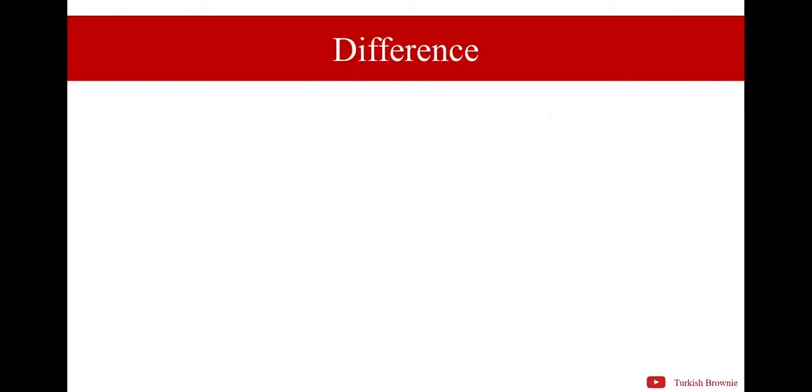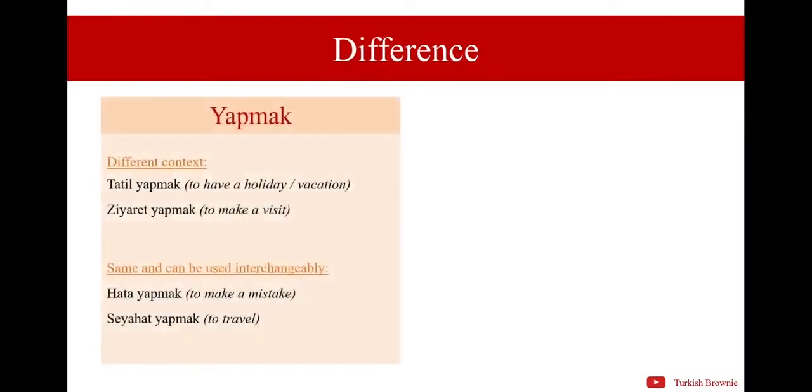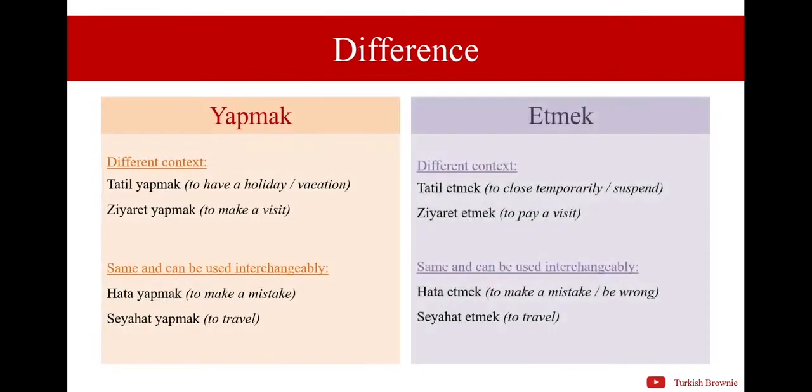Okay, so I've also added this slide here where I explain how the words yapmak and etmek are different, how they are used in different contexts, and some of the times how they can actually be used interchangeably as well. So looking at this example, tatil yapmak means to have a holiday or a vacation, whereas tatil etmek means to close temporarily or suspend. So the context is obviously very different.